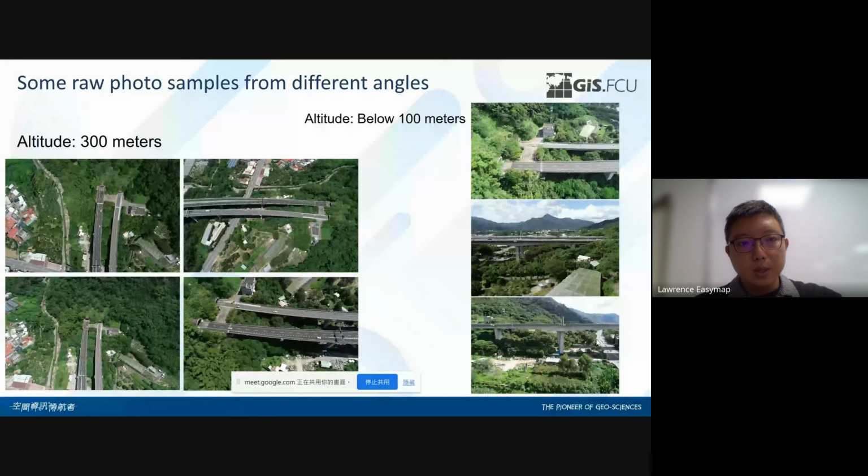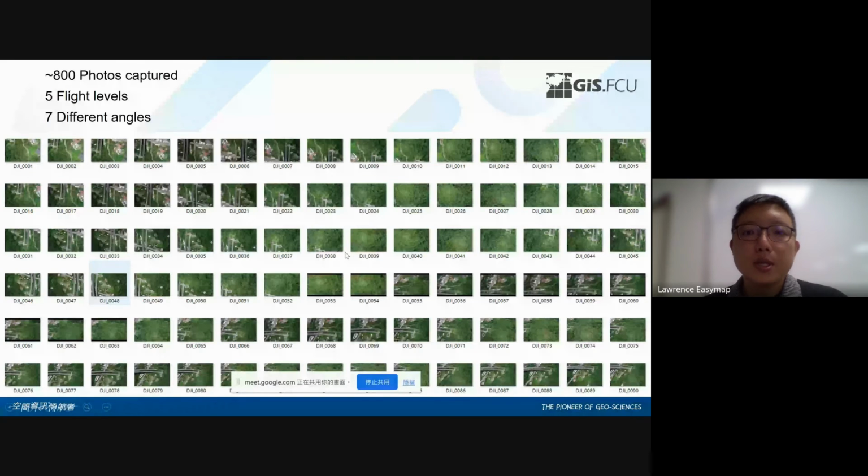Therefore, I took a lot of pictures from high altitude, from 300 meters, from above, on each side, and also from different sides. I also took some other pictures below 100 meters, for example of the tunnel here and some bridges, where we want to capture the underneath area to have good details. In this mission, we took around 800 pictures captured in five different flight levels and seven different angles.